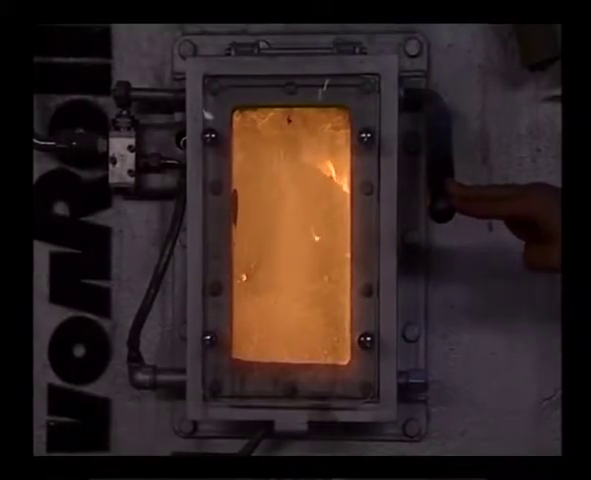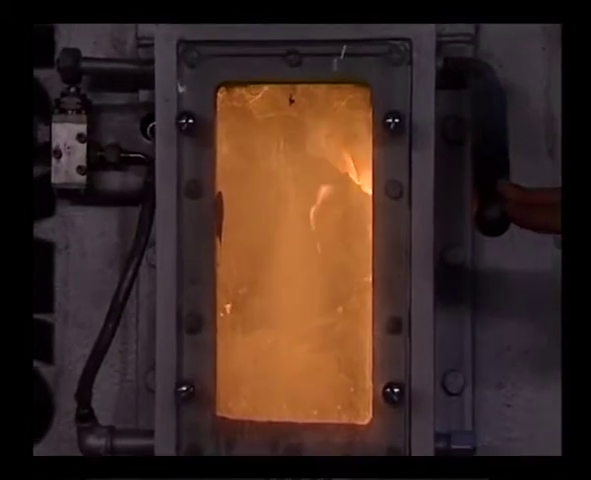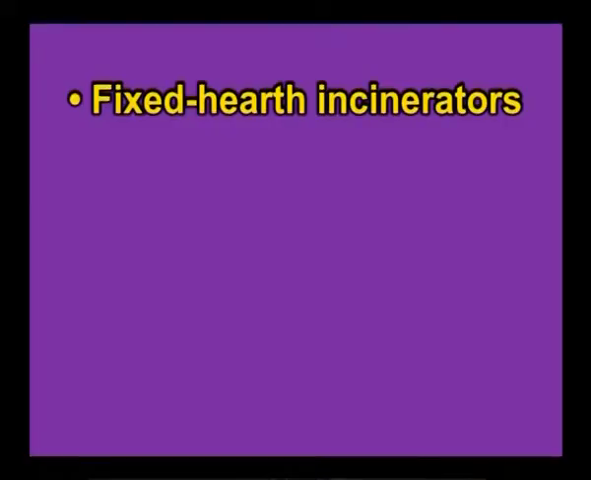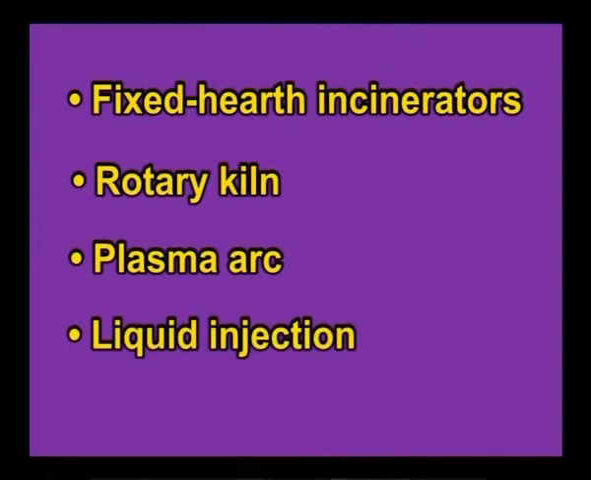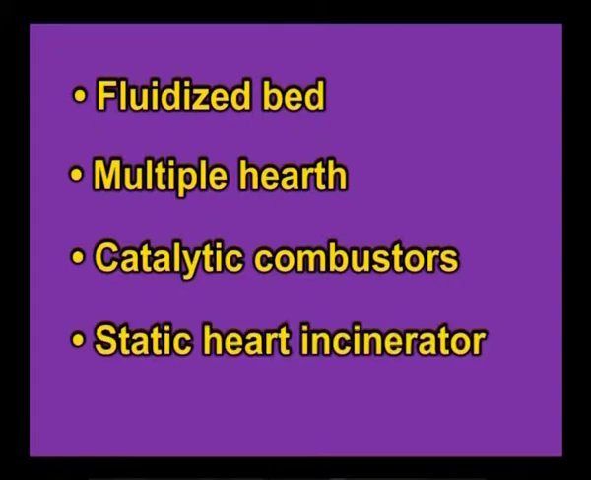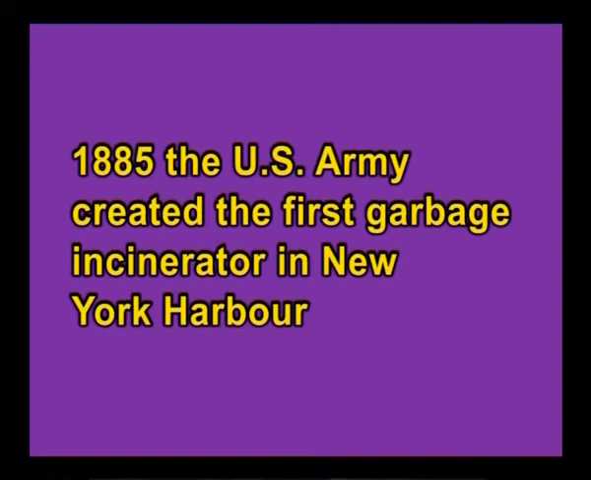Incinerators reduce the volume of waste by about 90% and weight by 75%. There are 8 types of incinerators: fixed hearth incinerators, rotary kiln, plasma arc, liquid injection, fluidized bed, multiple hearth, catalytic combustor and static hearth incinerators. In 1885, the US Army created the first garbage incinerator in the New York Harbour. Let us understand these types of incinerators.